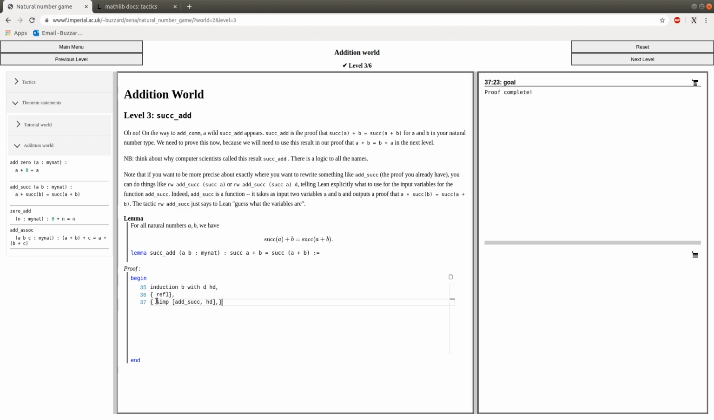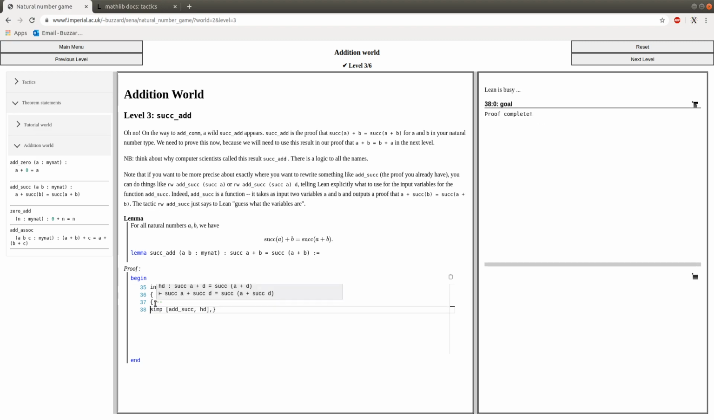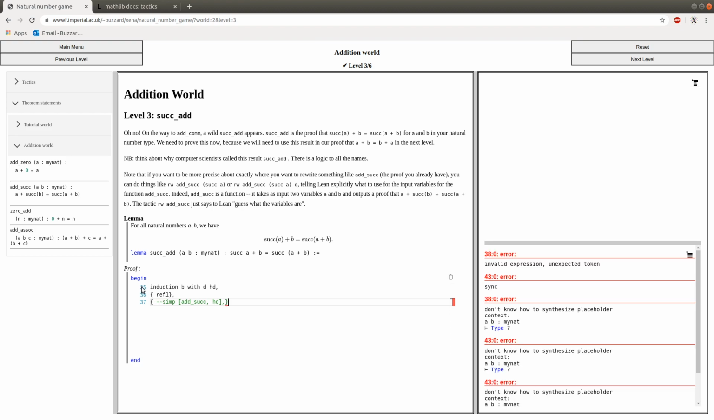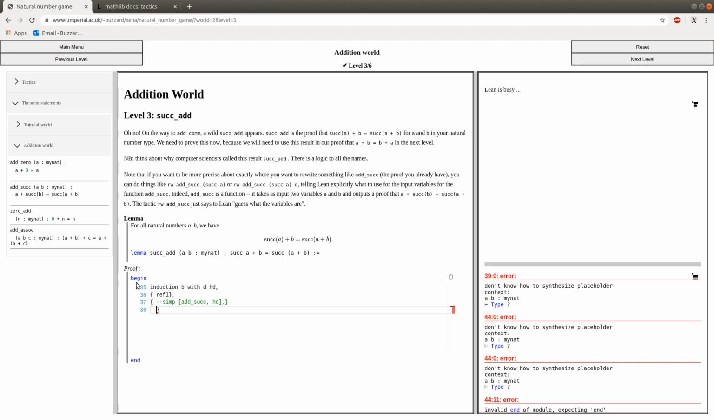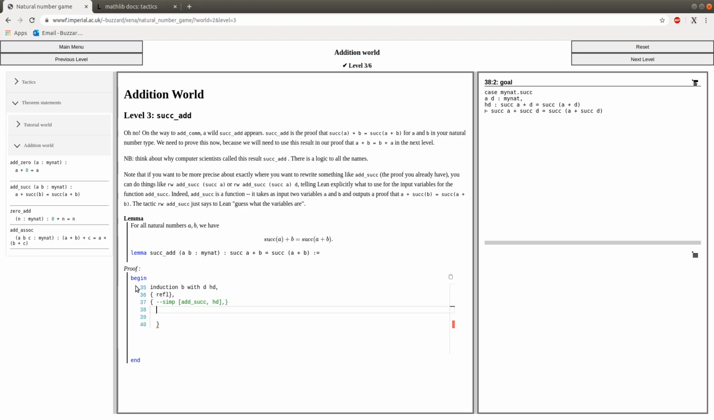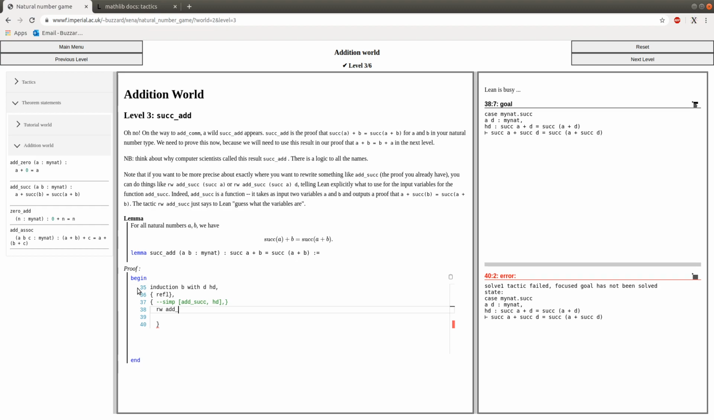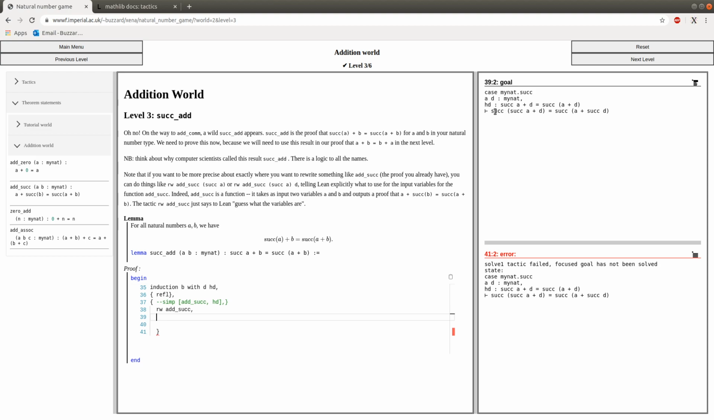So there you go. What I encourage people to do in this game is not that. What I encourage people to do is rewrite. Let's put that down there. What I encourage is to rewrite add succ. And now what have I got? And now you see I've got HD in here, so then rewrite HD.